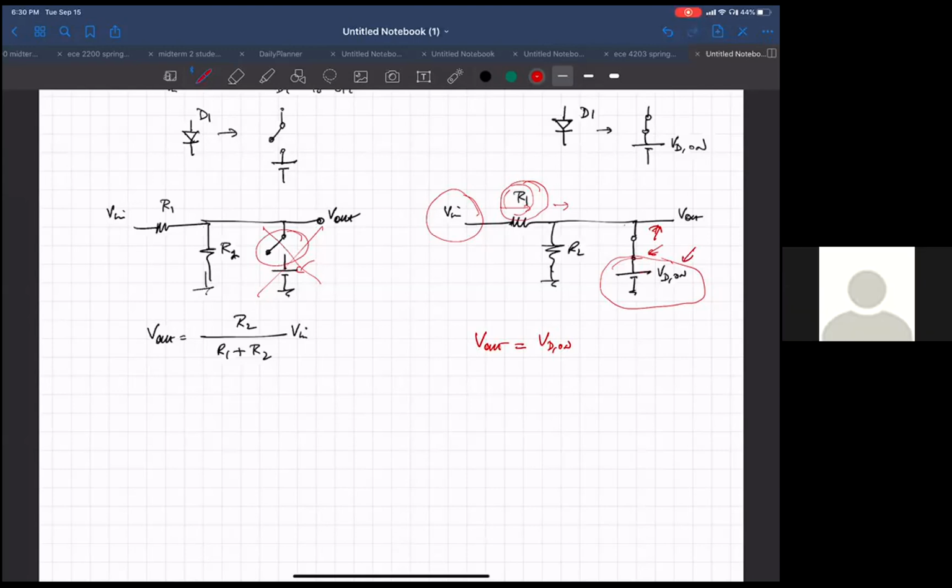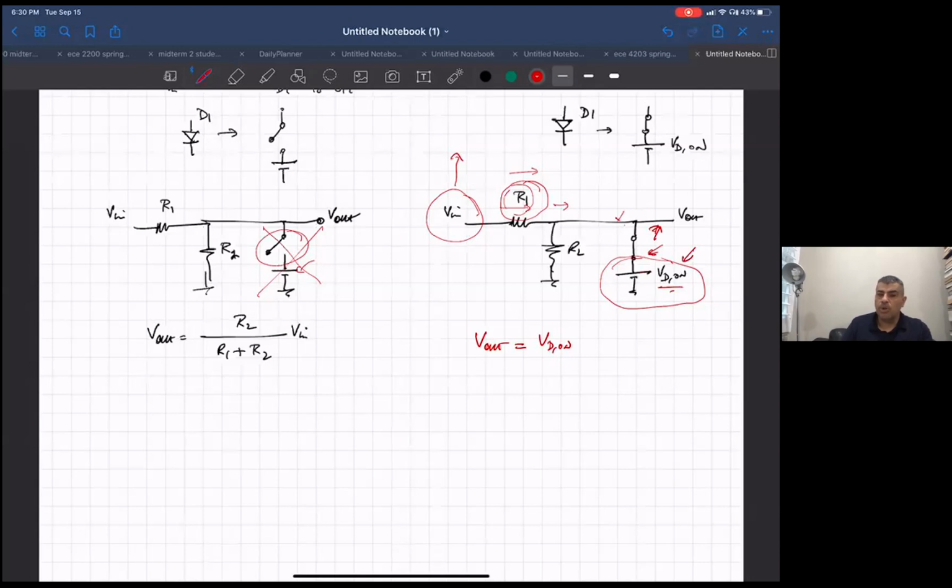Does it matter if Vn is way larger than VD? No, it doesn't matter. VD always wins. As Vn gets larger and larger, it's trying to supply more and more current through R1, right? It's trying to get to this node, but this guy can supply infinite current into that node and will always win.